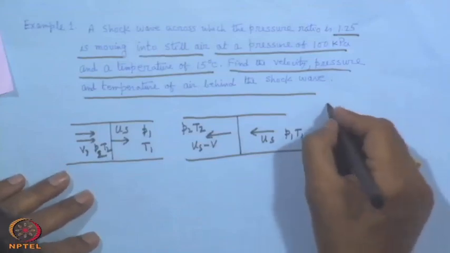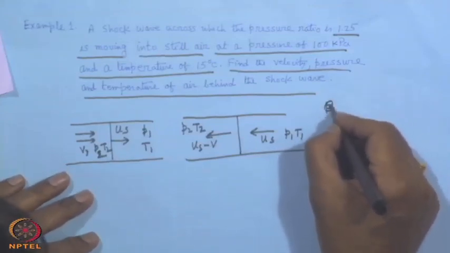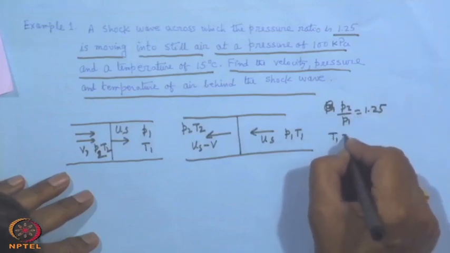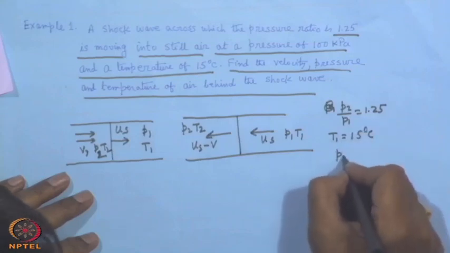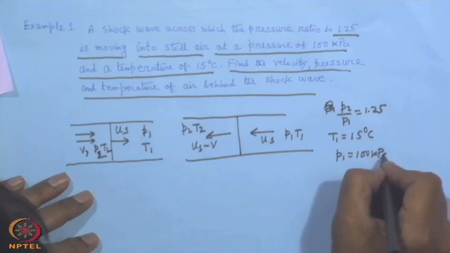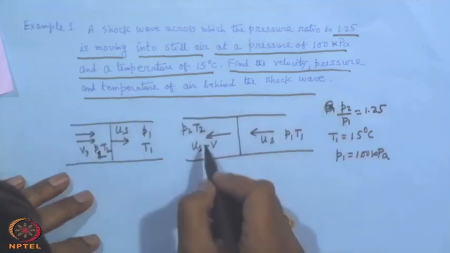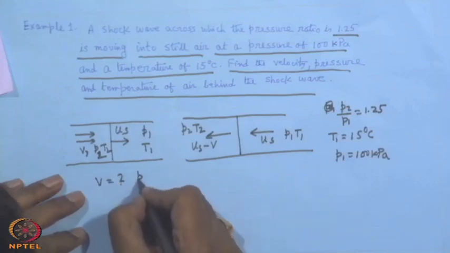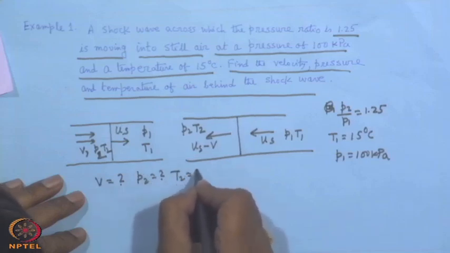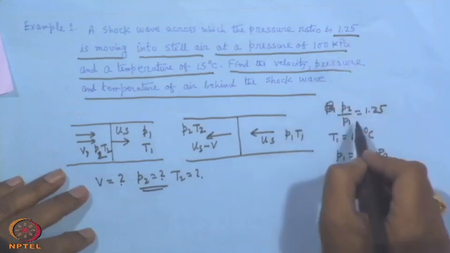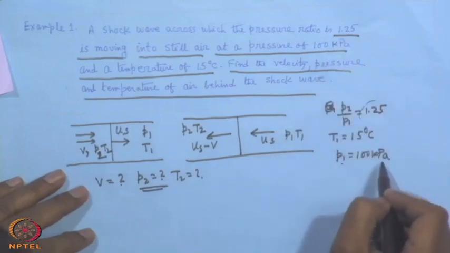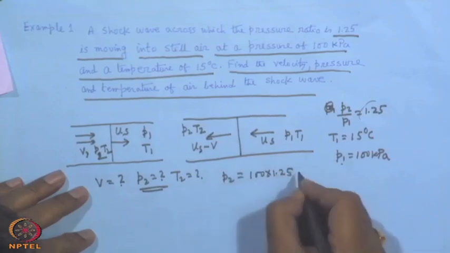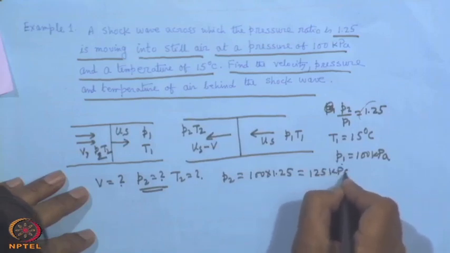What is given in the problem? P2 by P1 is 1.25. T1 is given as 15 degrees Celsius, and P1 is given as 100 kilopascals. What do we have to find out? Velocity, pressure and temperature of air behind the shock. That means we have to find V, pressure P2 and temperature T2. The first one is the school level thing: P2, because the pressure ratio is given as 1.25. I know the pressure P1, so P2 will be 100 into 1.25, which is 125 kilopascals straight away.